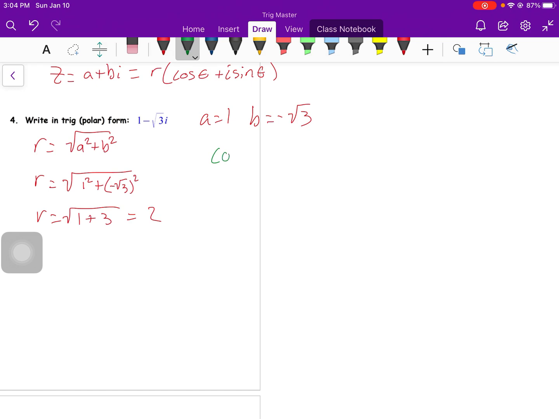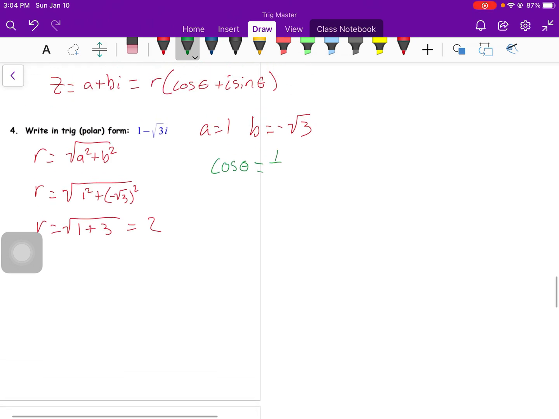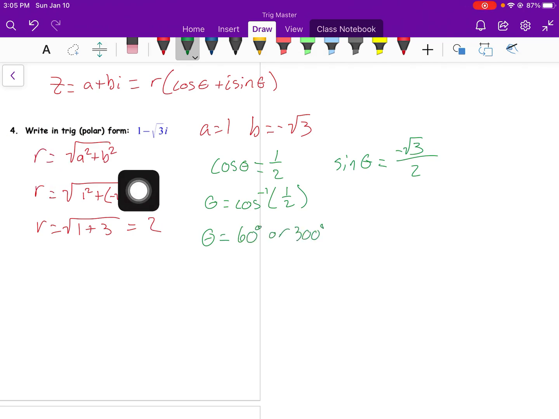So this is where I'm going to talk about doing both pieces. So cosine of theta should be the same thing as the real part over r, so that should be 1 over 2. And sine of theta should be the imaginary part, the complex part, negative square root of 3, over the radius, which is 2. So we had to find the radius first, no matter what. So to figure this out, cosine inverse of 1/2 would tell us that in order for this to be true, theta would have to either be 60 degrees or 300 degrees. Those are the two times where cosine of theta is going to equal 1/2.